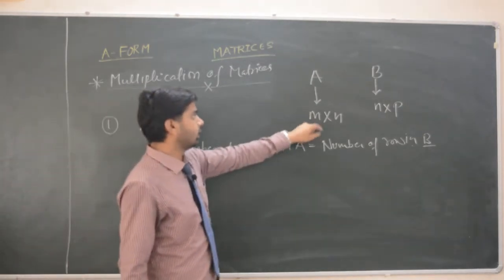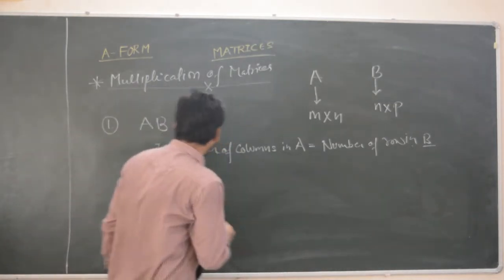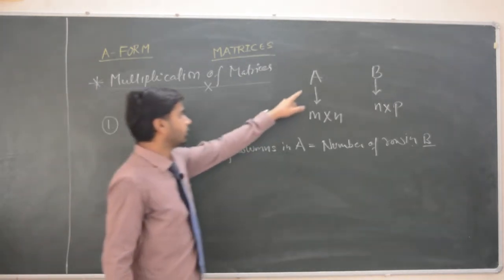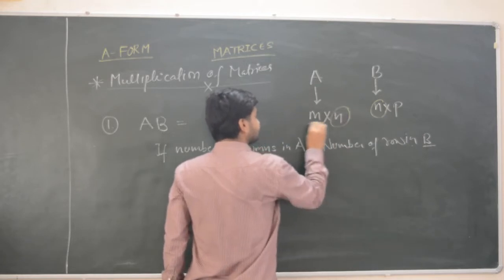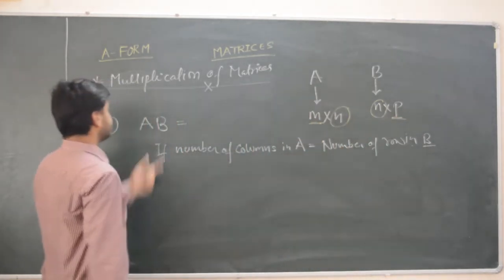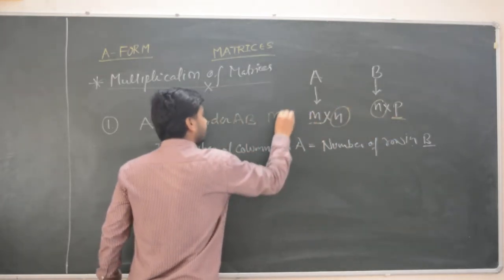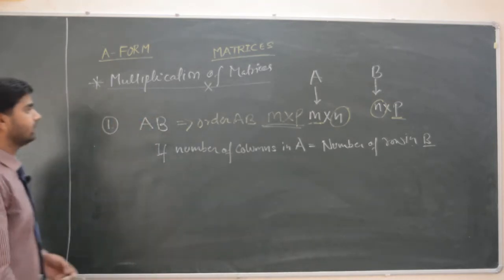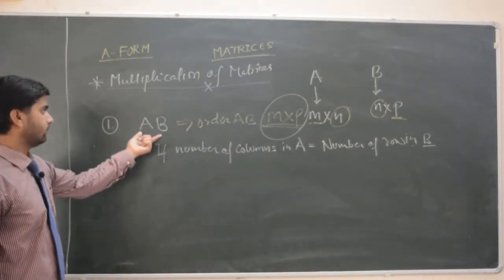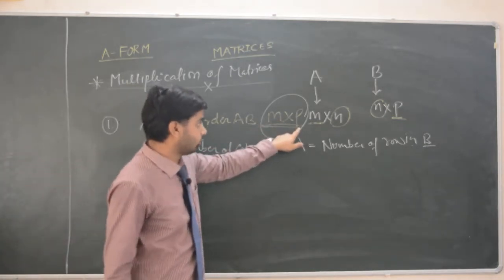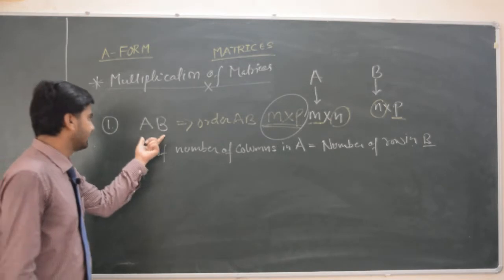What will be the order of AB? If A has order m by n and B has order n by p, then the order of AB is found from these: the n gets cancelled, and only m and p remain. So the order of AB will be m by p. Finally we will get the product AB which has m rows and p columns. This is the first step of getting the product of two matrices A and B.